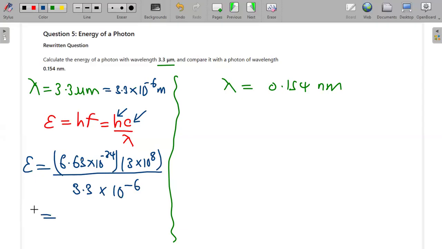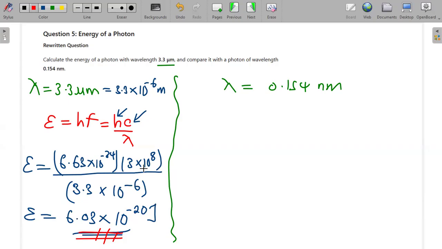So what are we going to get here as my energy? That energy is going to be in joules. You can try it out in your own time, but the answer that I got when I was doing the calculation is 6.03 multiplied by 10 to the power minus 20 joules. So check this on your own free time. All right, so that is the energy of the first photon.